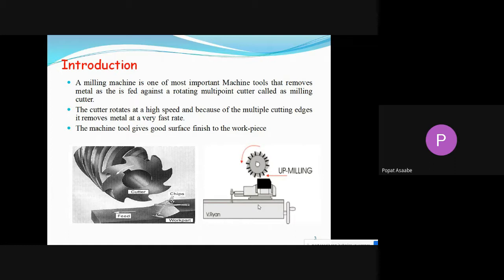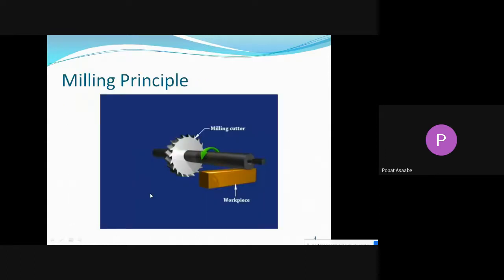Which types of feeding can we give? We can move the table in the longitudinal direction, we can move the table in the crosswise direction, and also we can move the table in the vertical direction, meaning up and down. In this manner we can give the feed to the table, and according to that, the milling cutter will easily remove the material from the workpiece. Okay, this is the introduction to the milling machine.